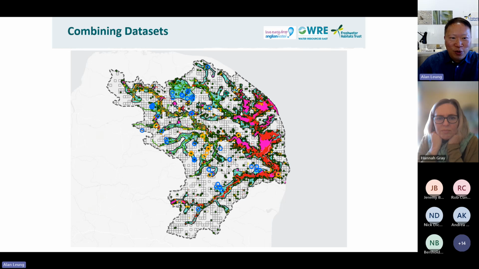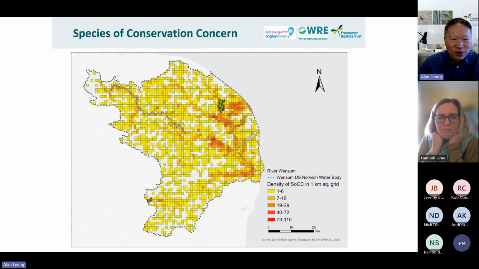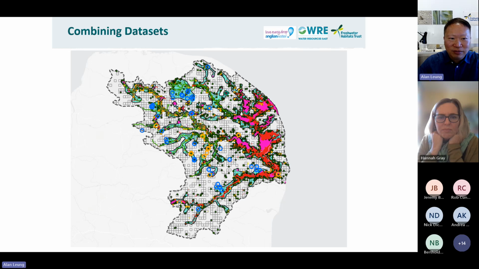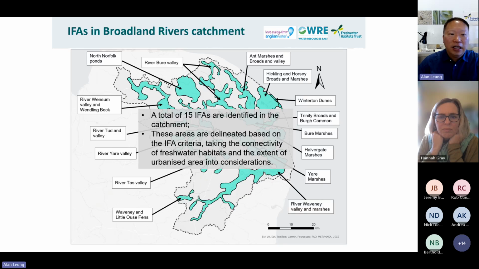On this map I also removed the grid with the lowest density of SOCC. As you can see on this map, the locations with orange color, with a higher concentration of SOCC, somehow have a lot of overlap with, for example, the priority habitats. So after combining these data sets, we have come up with these important freshwater areas in this catchment.